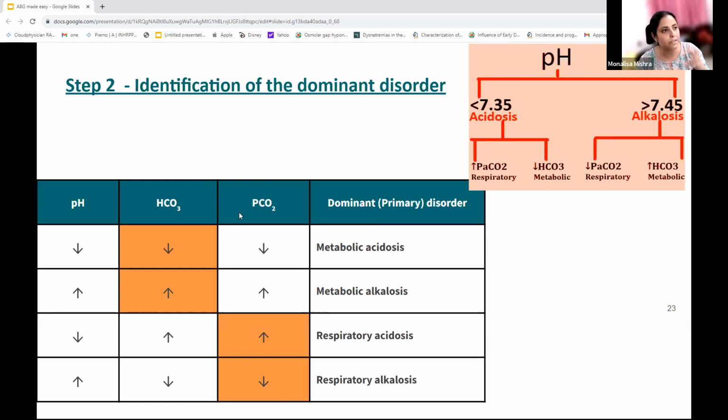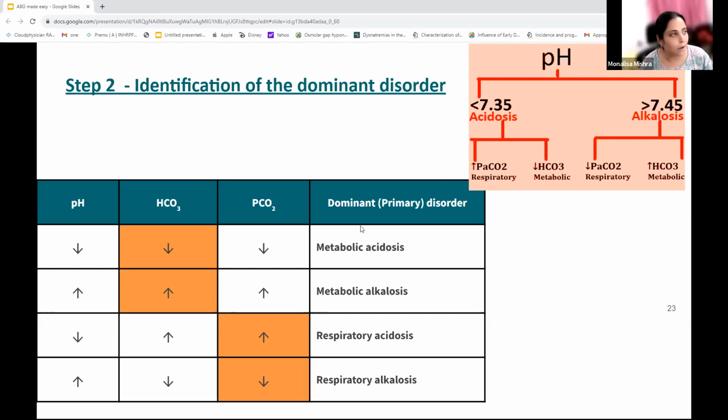That is the first step. Please don't forget this: you have to know how you find out the dominant primary disorder. Only then can you calculate the compensation and move ahead. And your dominant disorder always has to match clinically with the clinical status of the patient, the history of the patient, and the physical examination of the patient. We will tell you how in the further slides, but this is how you find out the dominant disorder. That is the most important step.